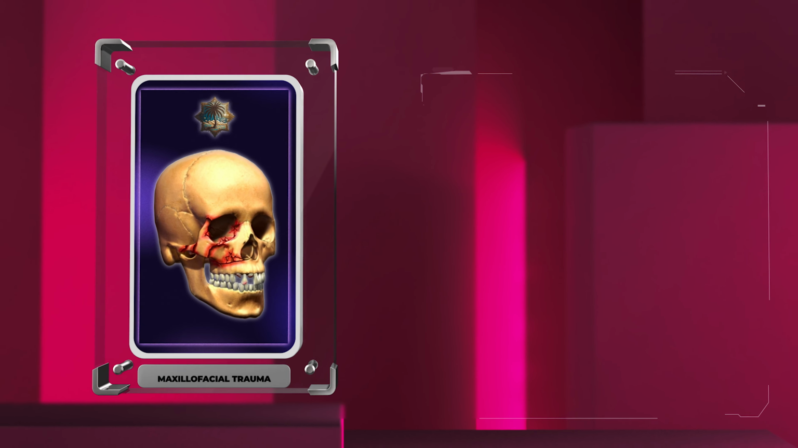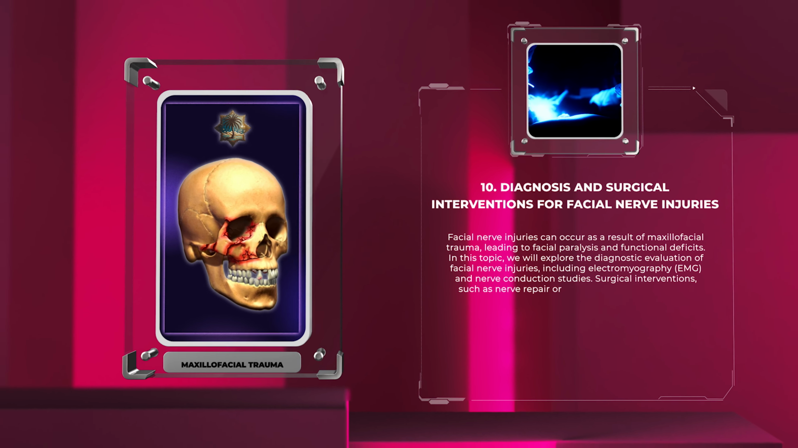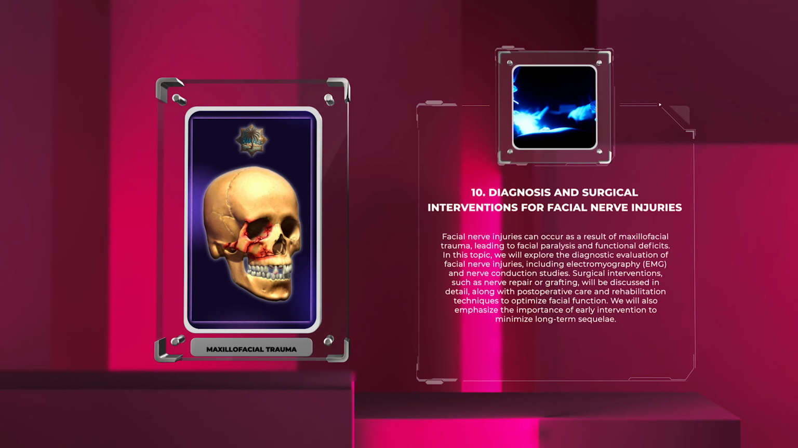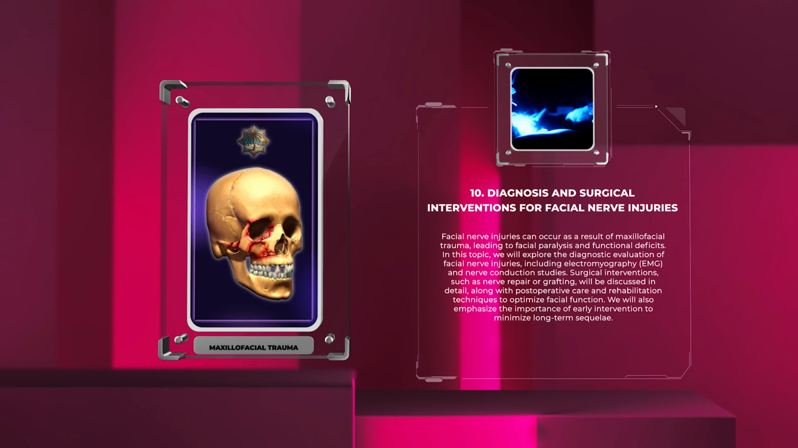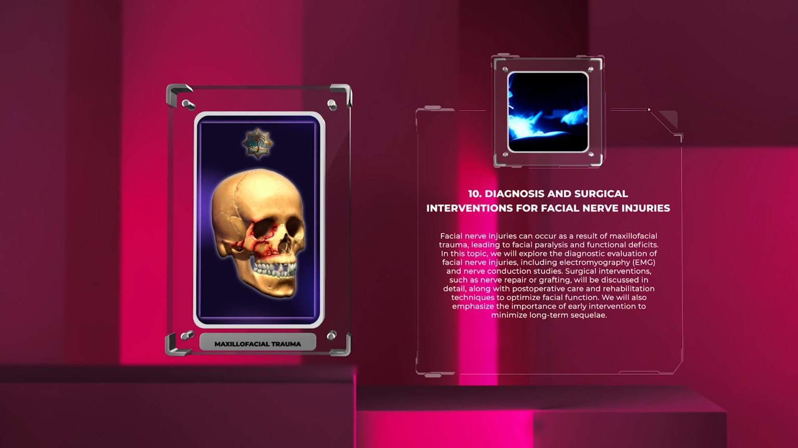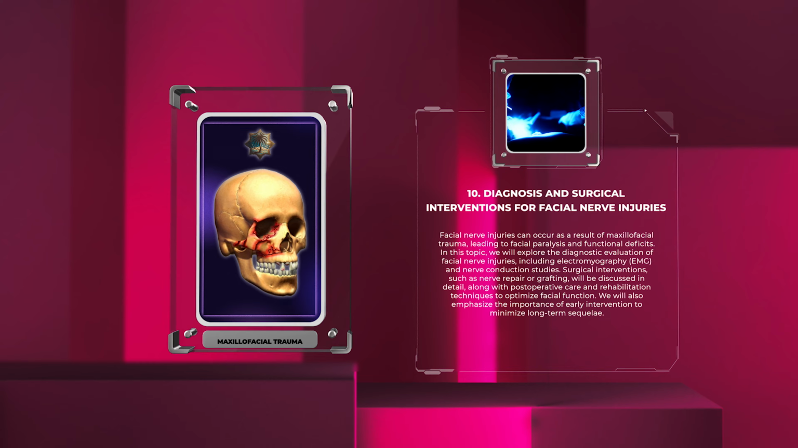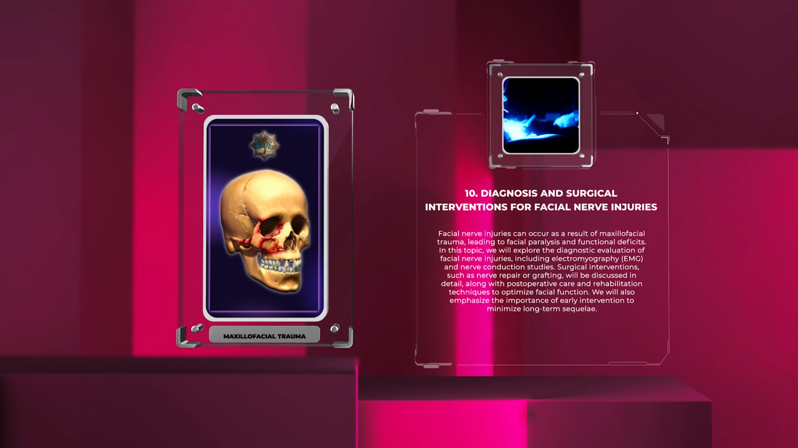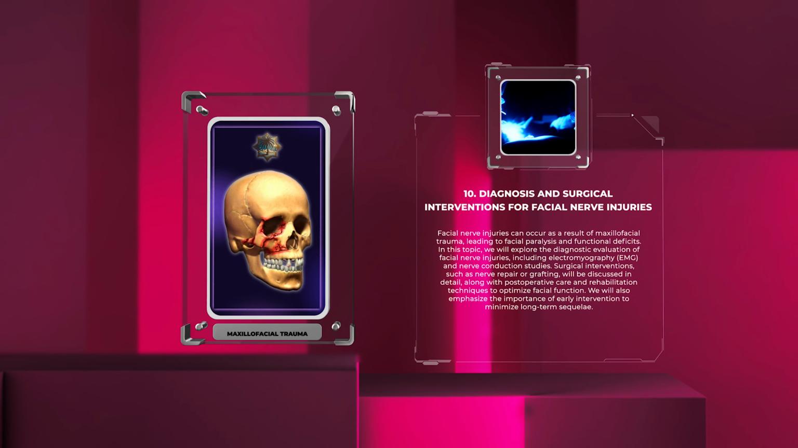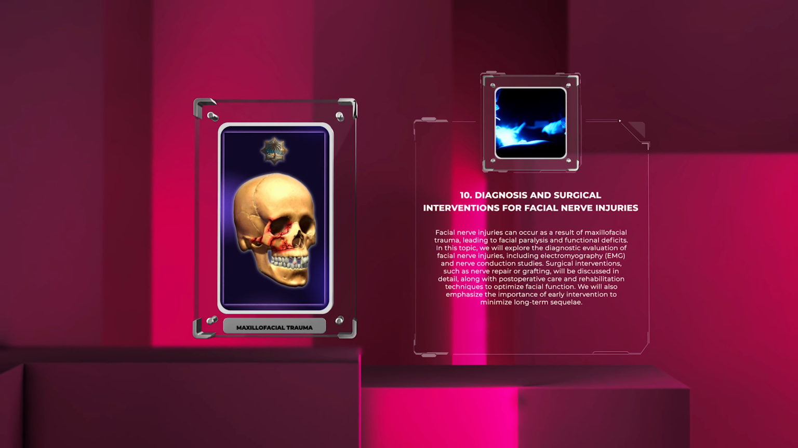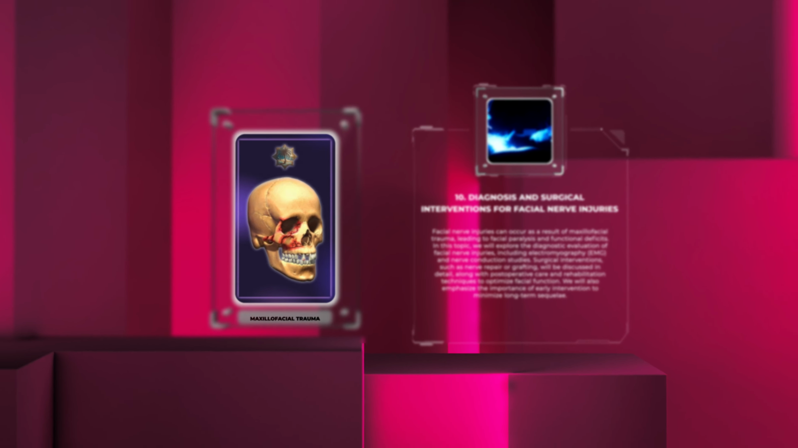Facial nerve injuries can occur as a result of maxillofacial trauma, leading to facial paralysis and functional deficits. In this topic, we will explore the diagnostic evaluation of facial nerve injuries, including electromyography, EMG, and nerve conduction studies. Surgical interventions, such as nerve repair or grafting, will be discussed in detail, along with postoperative care and rehabilitation techniques to optimize facial function. We will also emphasize the importance of early intervention to minimize long-term sequelae.